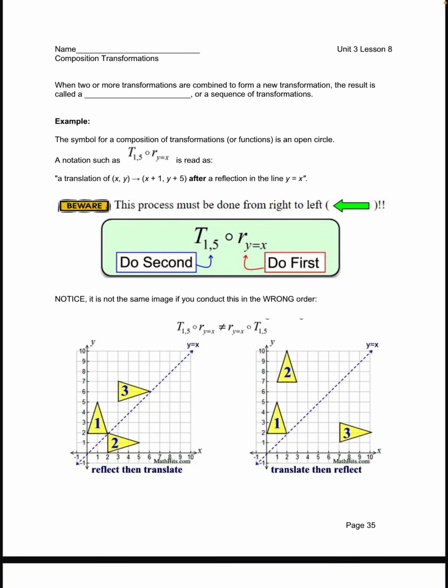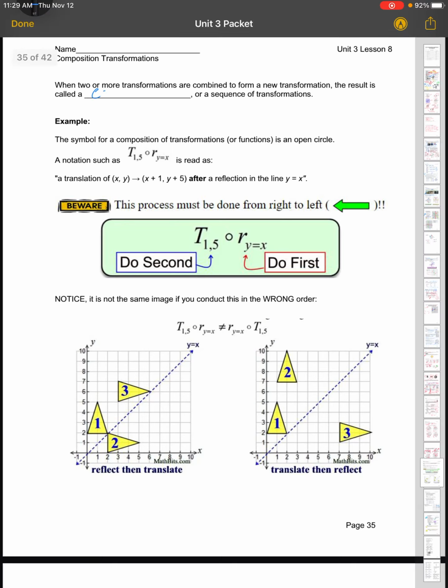So we are now dealing with what we call composition transformations. We looked at sequences of transformations, but now we're going to work on the notation of what a composition is. A composition transformation is when two or more transformations are combined to form a new transformation. And again, the result is called a composition transformation.